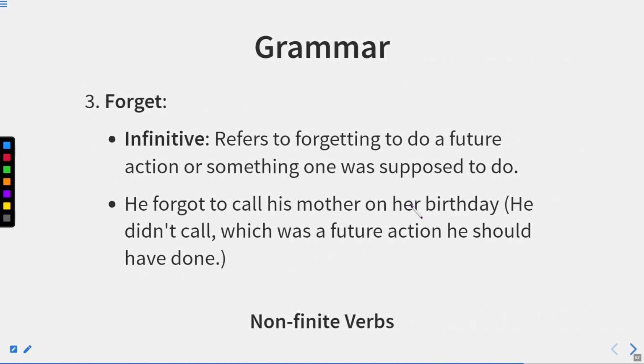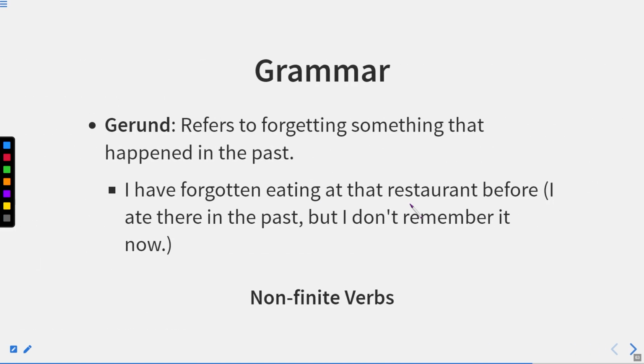Forget plus infinitive refers to forgetting to do a future action or something one was supposed to do. He forgot to call his mother on her birthday. He didn't call, which was a future action he should have done. Now the next one, forget plus gerund, refers to forgetting something that happened in the past. I have forgotten eating at that restaurant before. I ate there in the past, but I don't remember it.